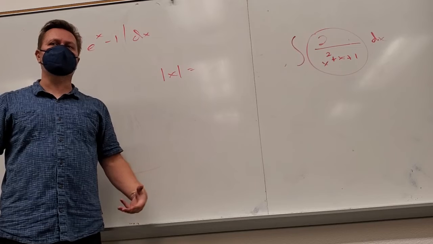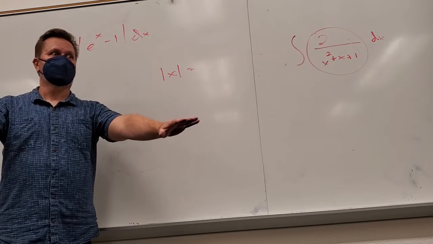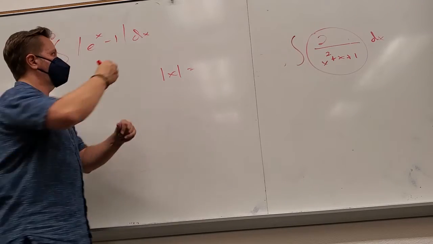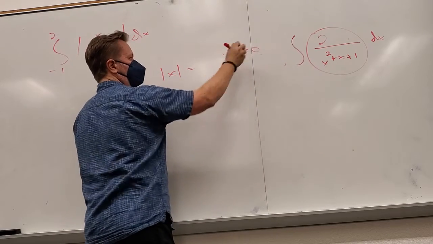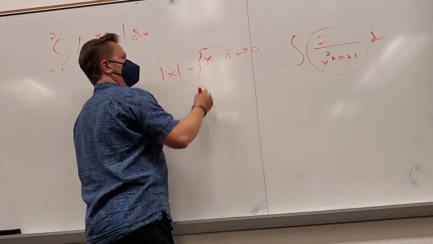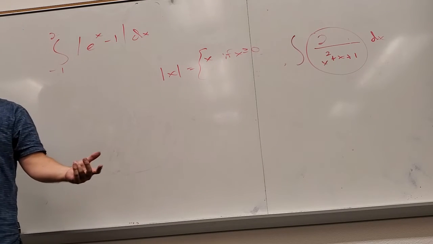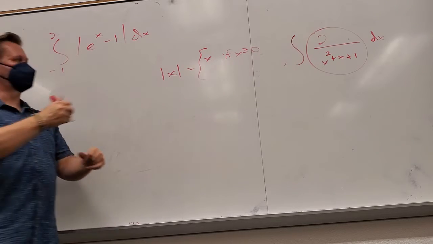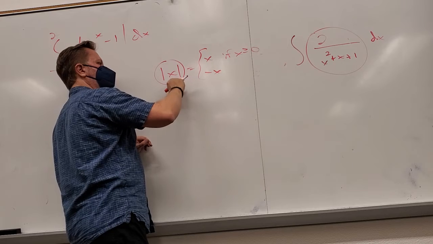What does it do if the input is positive? It leaves it alone. If the input is already positive or 0, then it leaves it alone. What does it do if the input's negative? It multiplies by -1. That's how you change a sign. You multiply by -1.